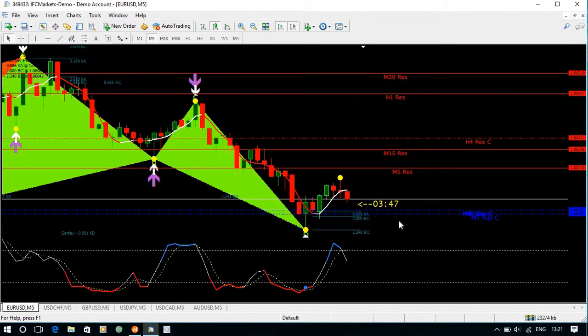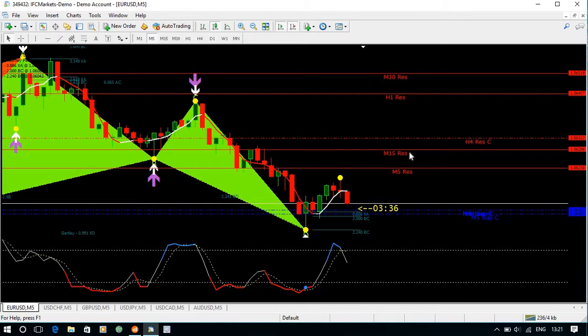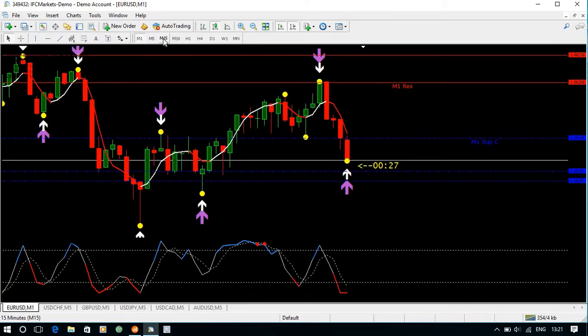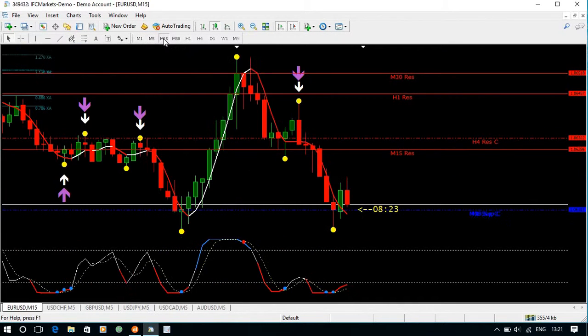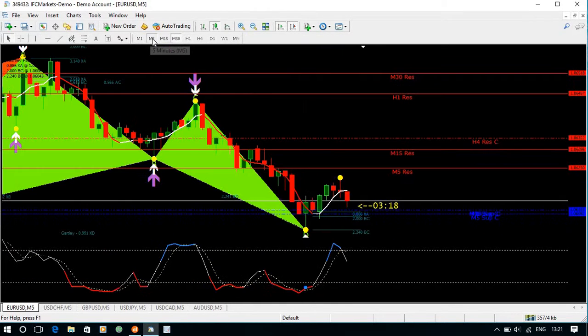Okay, so what you have here are these red lines and the blue lines. The red lines are your resistance lines that are integrated into the platform when you use the indicator. And they're all the different time scales as well. They do work on all different time scales, as you can see. I'll just change them up here for you. There's your 1 minute, 5 minutes which you're just on, 15 minutes, 30 minutes, and so on. For the purpose of this video, we'll just stay on the 5 minutes.